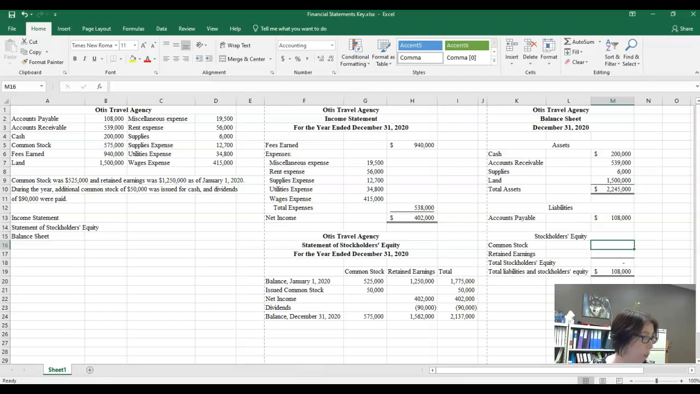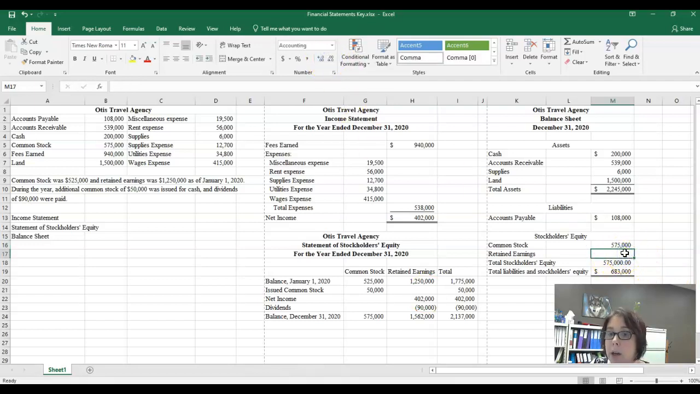Next is the stockholders' equity section. And this is why we had to do the statement of stockholders' equity, in order to get the stockholders' equity section. So common stock, our grand total. Remember, we started off with $525,000. We issued $50,000 more of common stock. So our common stock balance is $575,000.